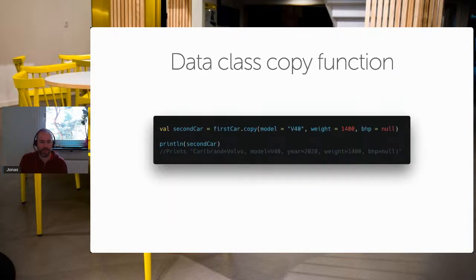There's also a nice copy method on the classes, which basically does a copy of all the members of the class, but where you can modify one or more fields. So I had my car, which was a Volvo, but maybe I want to make a copy of this and just change the model to a V40 instead, and maybe change the weight also. So I just do a copy of the previous Volvo, which was another model, and just change that. And I don't know the horsepower for this, so I just set this to null and print it, and we get a nice string representation of that.